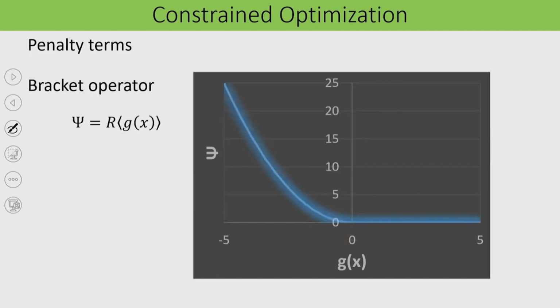And similarly, the bracket operator is already explained. Here we are penalizing the infeasible solution, and therefore, this is the exterior penalty method.